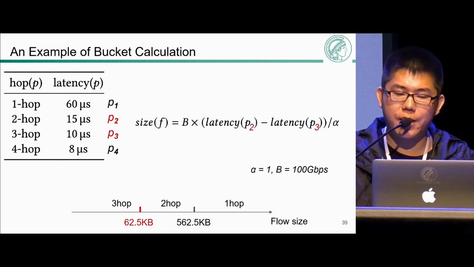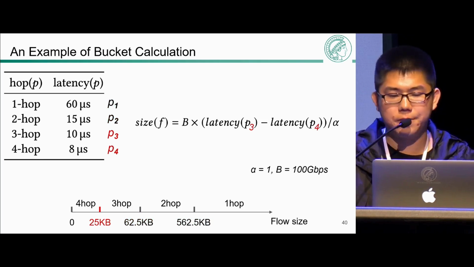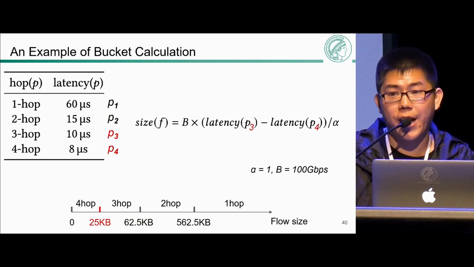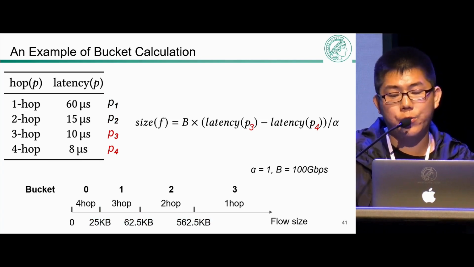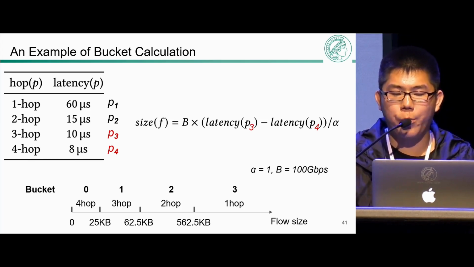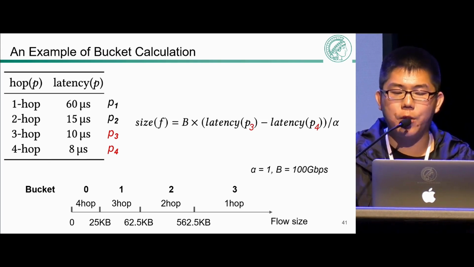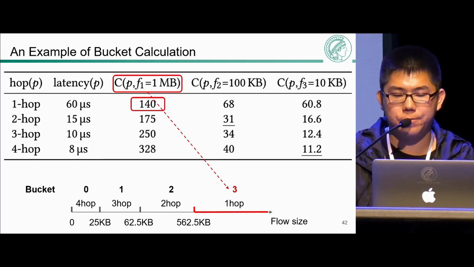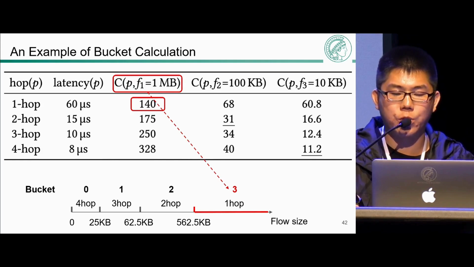Following the same method, we calculate the boundary flow size between 2 and 3 hop paths, and between 3 and 4 hop paths. These flow boundaries compose flow intervals, and we call them buckets. For example, bucket 0 represents flow sizes from 0 to 25 kbytes, and it maps to 4 hop paths. Then we map flow size into buckets and choose the corresponding path.